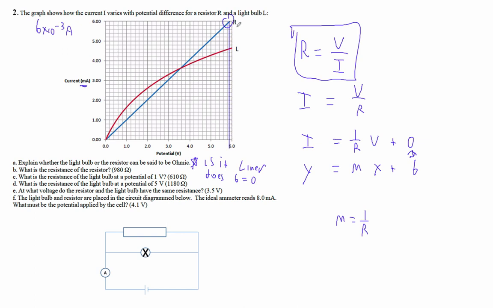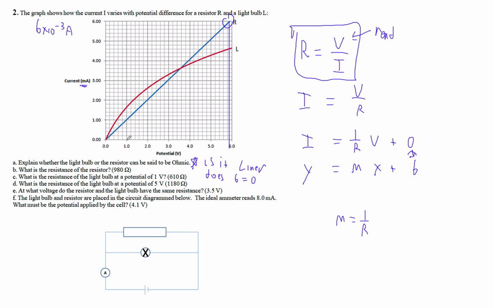So I just have a little bit to the left of it. The current is 6 times 10 to the minus third, but the voltage is something else, so read that. Calculate, there you go. Okay, what's the resistance of the light bulb at a potential of 1 volt?